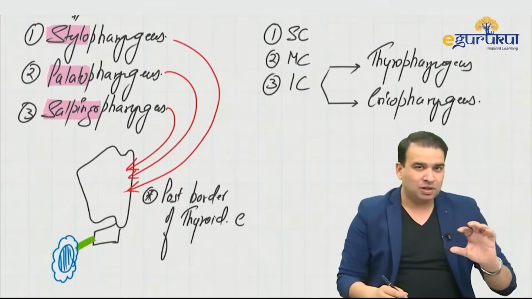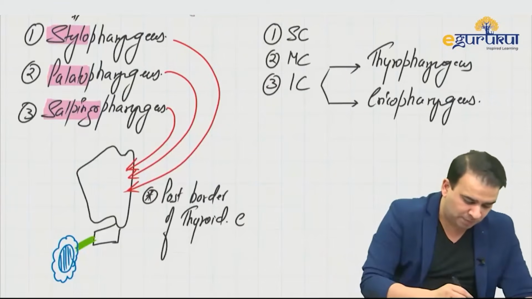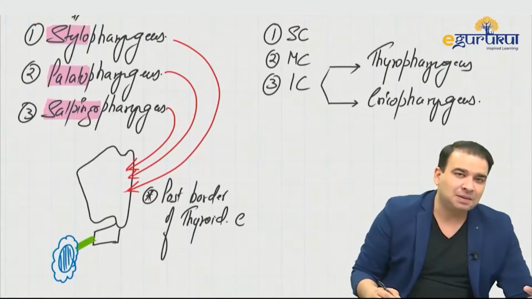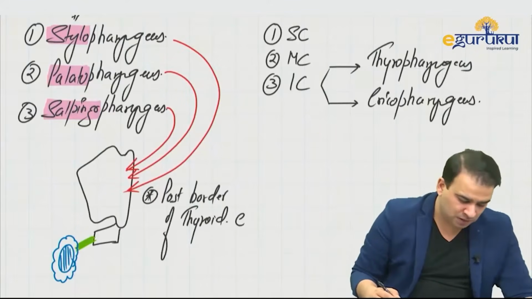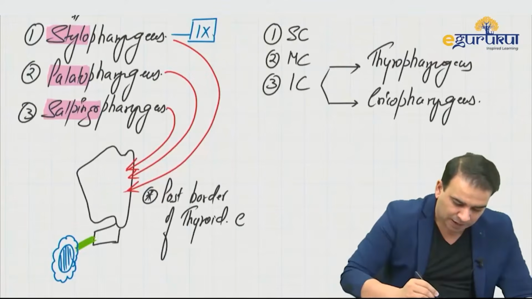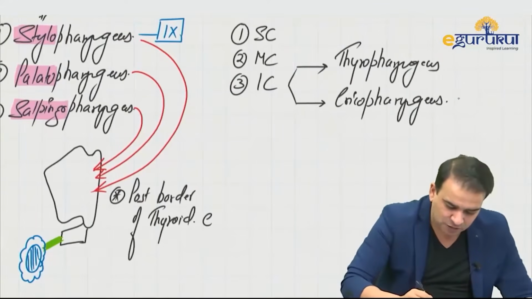Now, before we talk about the thyro- and cricopharyngeus, I hope you remember from the nerve supply, we said all the pharyngeal muscles are supplied by the vagus accessory complex except two. One is stylopharyngeus, which is supplied by the glossopharyngeal nerve, that is different. And the other is cricopharyngeus, which is supplied by the recurrent laryngeal nerve.